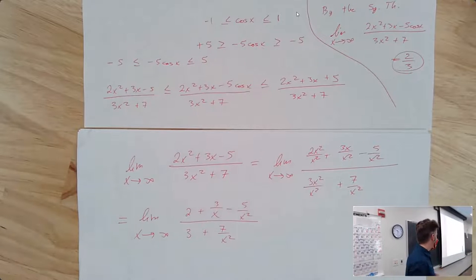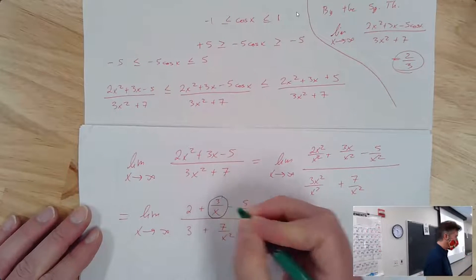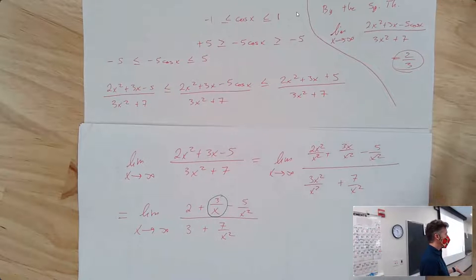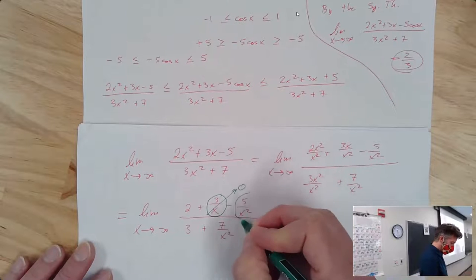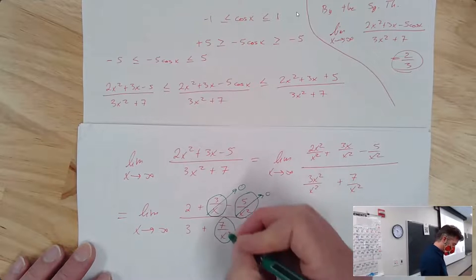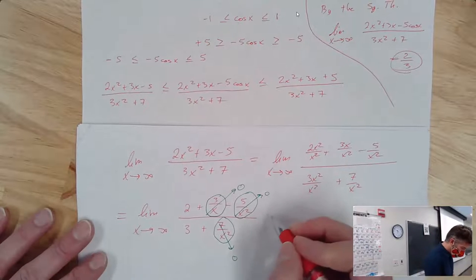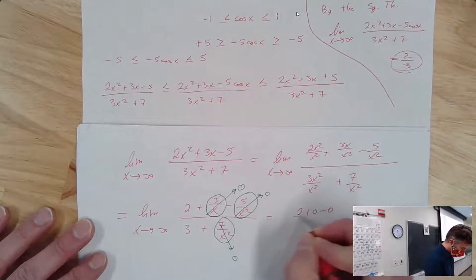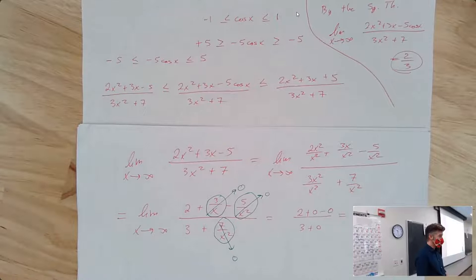And now, as x goes to infinity, what happens to 3 divided by x? Does it get big? Does it get small? Super small. How about 5 over x squared? Even smaller. How about 7 over x squared? All the things that are divided by x or x to some positive power get much, much, much smaller as x gets much, much, much larger. And so we end up getting 2 plus 0 minus 0 over 3 plus 0, which is 2/3. That's how we're getting the 2/3 there.